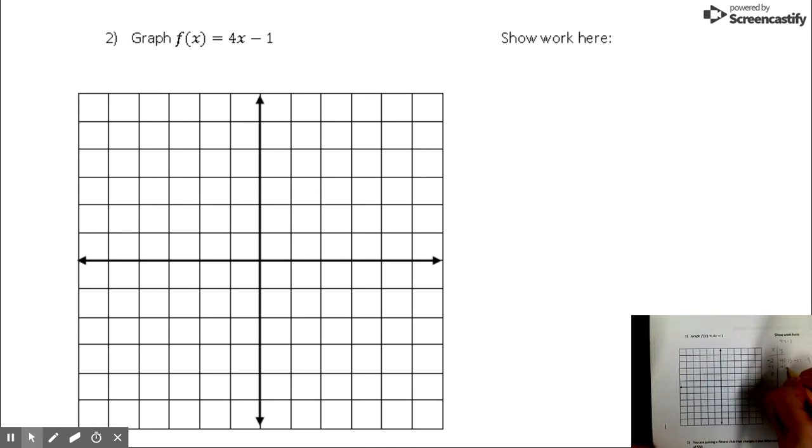If we substitute in negative 1, 4 times negative 1, negative 4 minus 1 is negative 5. 4 times 0 is 0 minus 1. That gives us negative 1. 4 times 1 is 4, minus 1 is 3. And 4 times 2, 8, minus 1 is 7. So now we've got 5 ordered pairs. Negative 2, negative 9. Negative 1, negative 5. 0, negative 1. 1, 3, and 2, 7. So let's go ahead and plot these points.